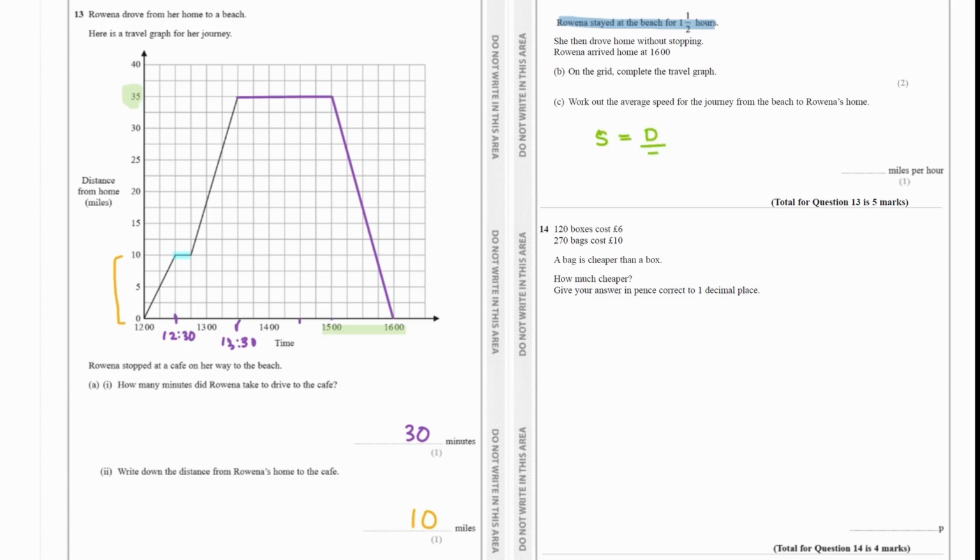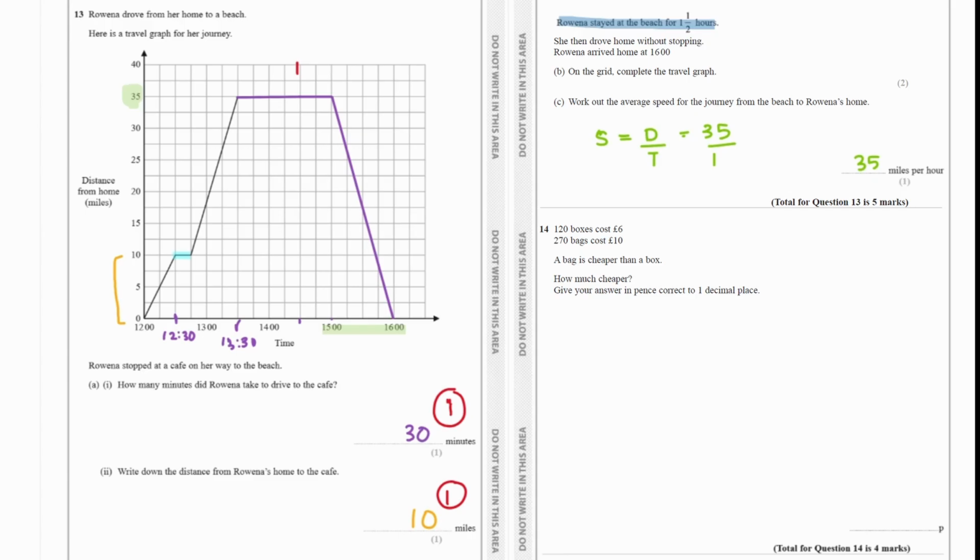We know that speed just means the distance divided by time, and this distance that she drove was 35 miles in 1 hour, which means that her speed was therefore 35 miles per hour. For part A, each of these parts were 1 mark.